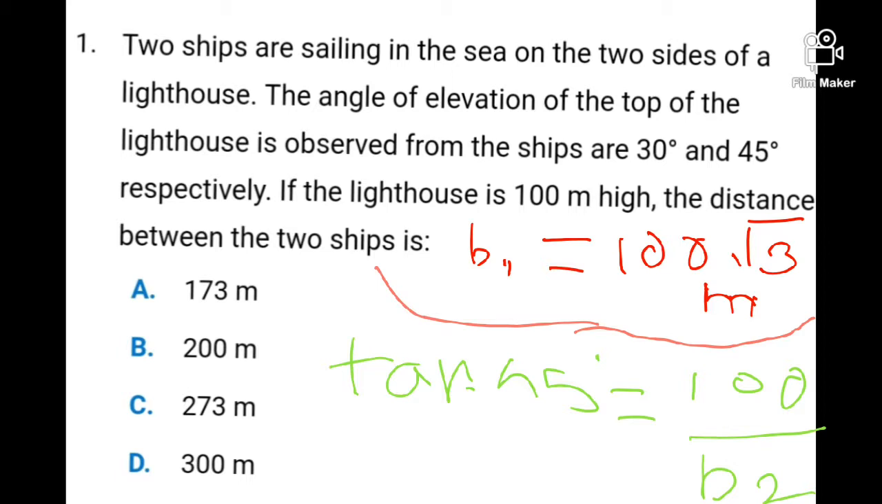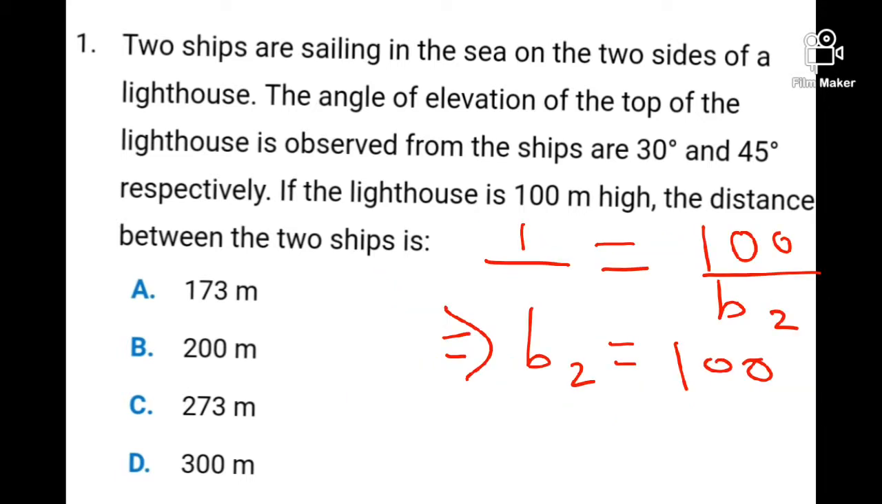Then we take tan 45 degree is equal to 100 by b2. Since in the case of tan 45 degree we get perpendicular as 100 and b2 as the base. We know that tan 45 degree is equal to 1, so we get 1 is equal to 100 by b2, and by cross multiplication we get b2 is equal to 100 meter.